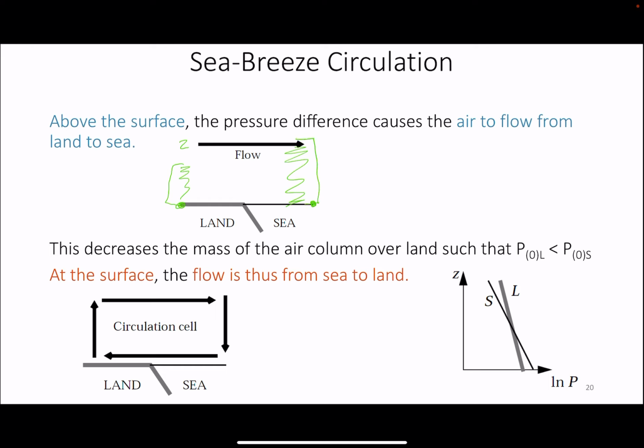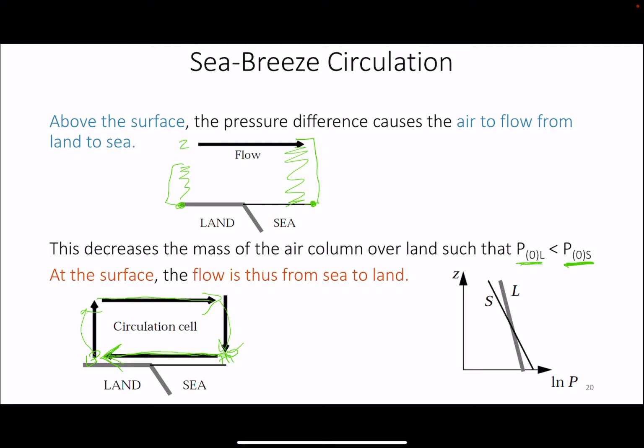So as a result, the surface pressure on land is now going to be less than the surface pressure over the sea. And if you have higher pressure over the sea and lower pressure over the land, then you're going to generate a flow in this direction. So at the surface, you're going to have a flow from the sea to the land. And at height z, at elevation, you're going to have a flow from land to the sea. And then, of course, you're going to have this sinking and rising of air masses to balance it out.